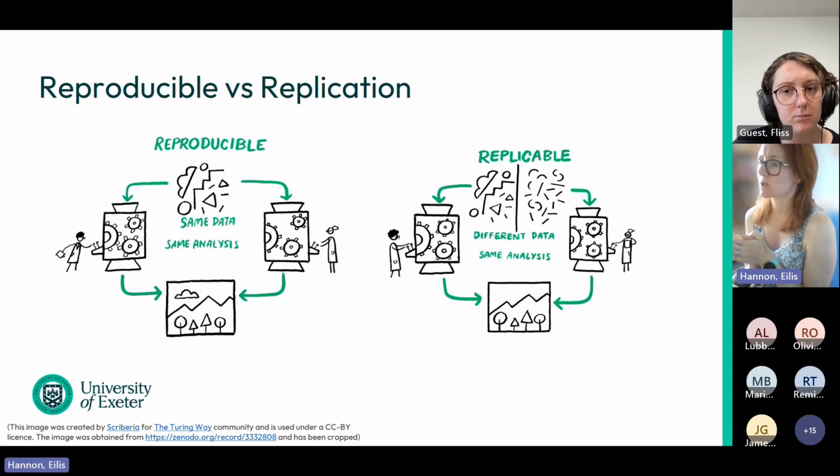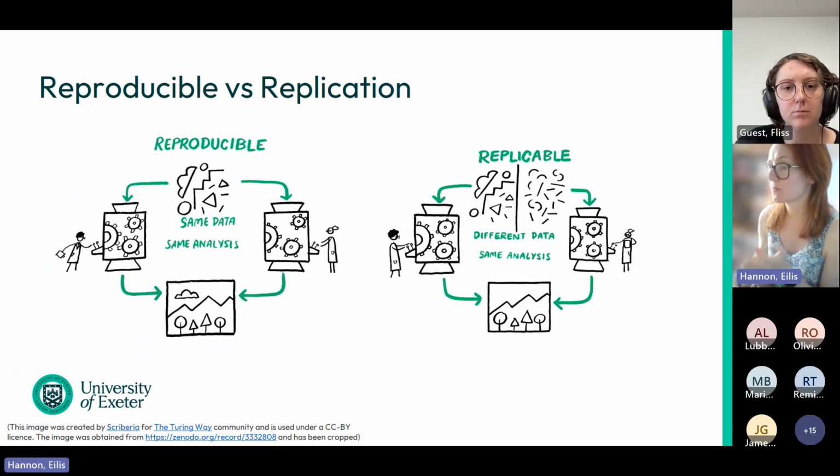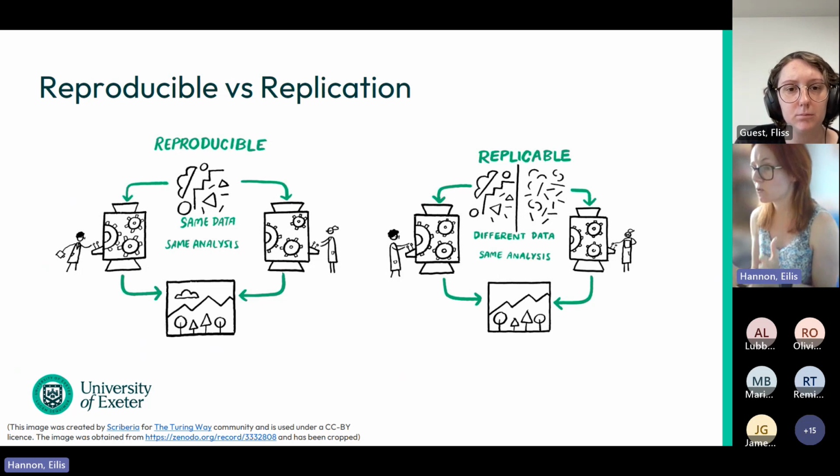And different projects will have different requirements in terms of whether they need to be reproducible, which is arguably the minimum standard for all research, whereas some studies will also have the expectation that they are replicable as well.